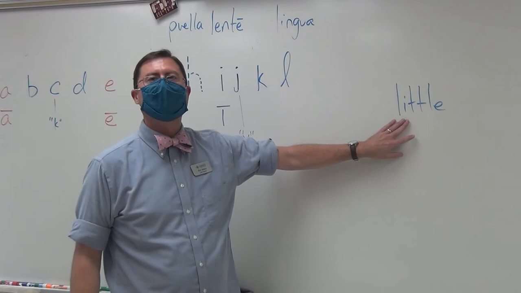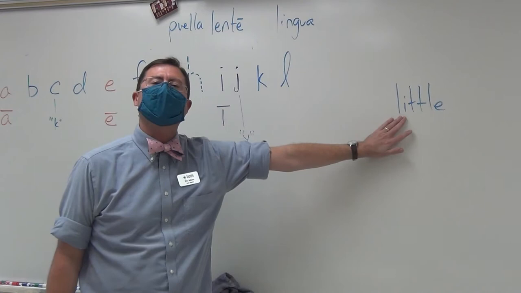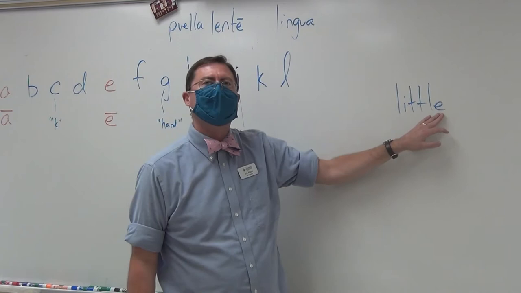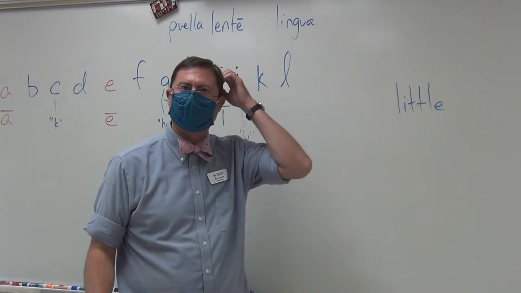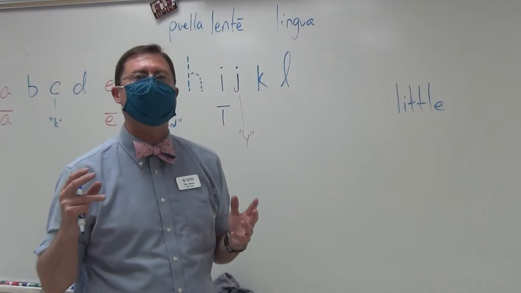Little. Do you see when the L is at the front of the word, your tongue goes to the front of your mouth. But when the L is in the middle or at the end of the word, it actually goes to the back. And so, little. And you can see that the L, using the tongue, can be pronounced in slightly different ways, depending upon where that L appears.